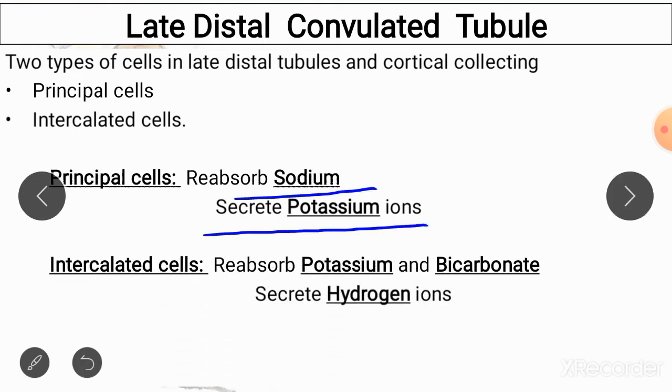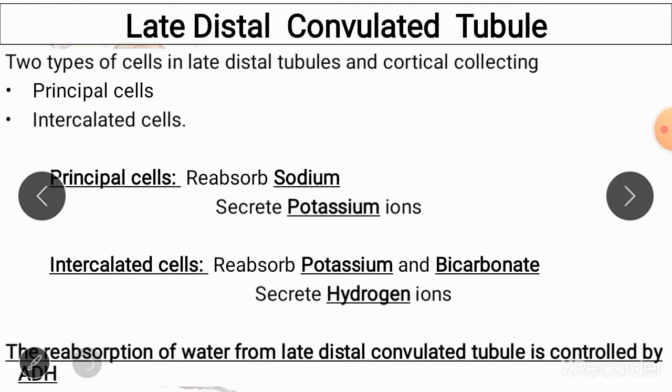Then on the other hand, we have intercalated cells, which have the opposite function to that of the principal cells. These intercalated cells are responsible for reabsorption of potassium and bicarbonate, and they are responsible for secretion of hydrogen ions into the lumen from the peritubular capillaries, and this portion is impermeable to water unless and until ADH is present. So this is very important.